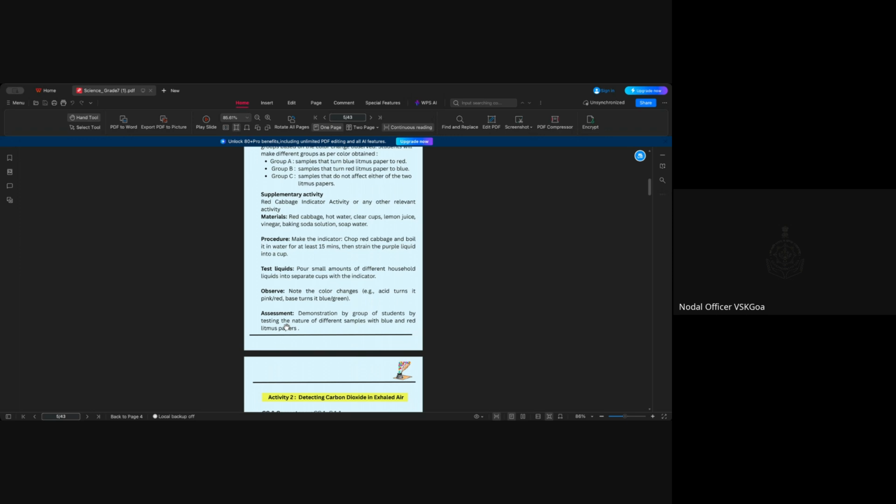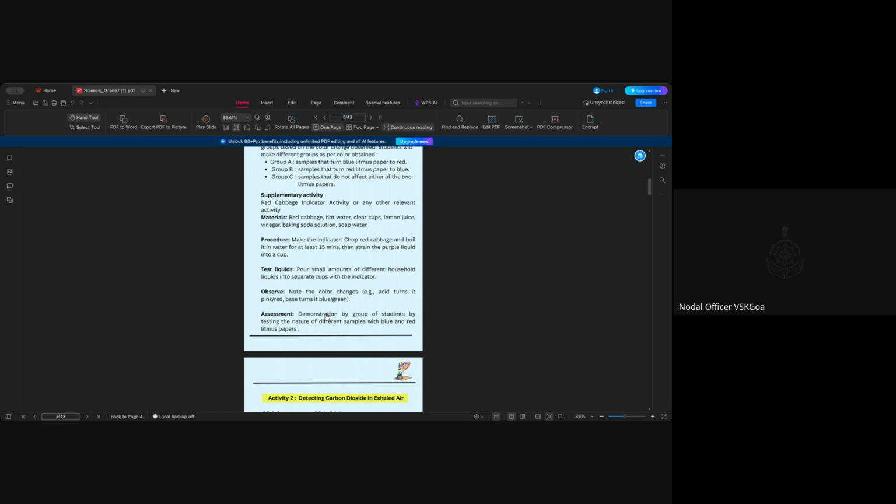So that's where we will find, when the students are doing this, that is demonstration by a group of students or maybe an individual student, and they are trying to figure out the nature of different samples with the blue and red litmus paper. So the observation which we are going to do as a teacher could be taken as the assessment part for this particular activity. I hope this activity is clear in your mind.